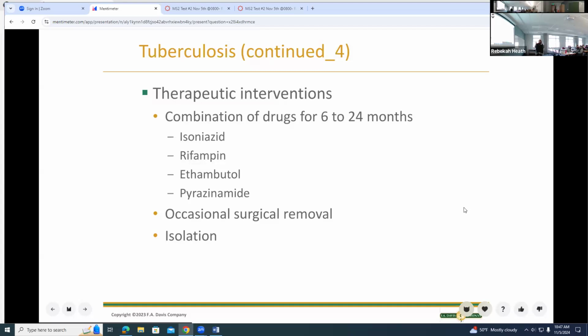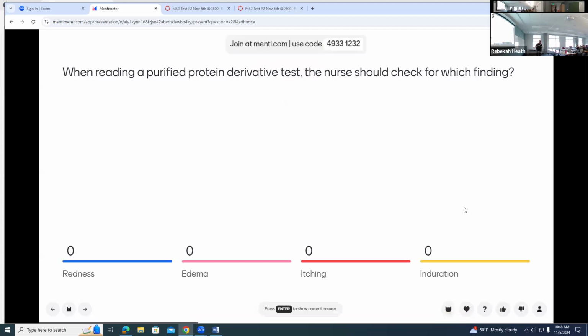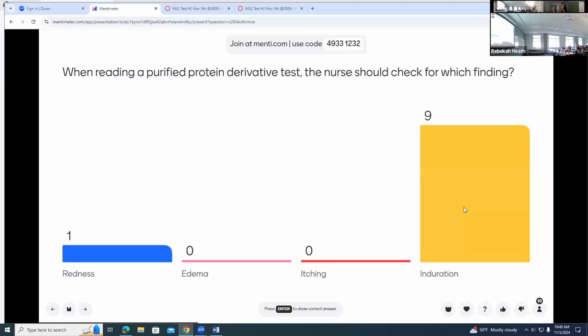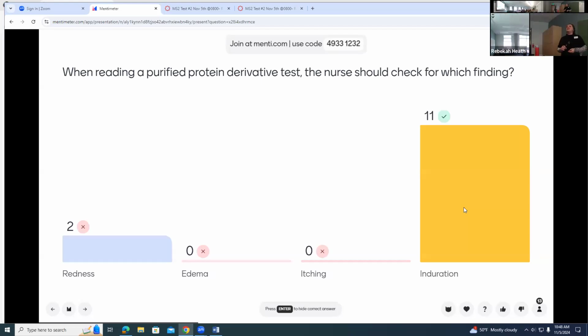Okay, so question: when you're reading a PPD test, the nurse should check for which finding? Where you work, you might be reading this for patients who come in to have the test. Are we looking for redness, edema, itching, or induration? It's induration. What does induration mean? It's raised, right? When we put it in, we want to see that little wheel that forms.